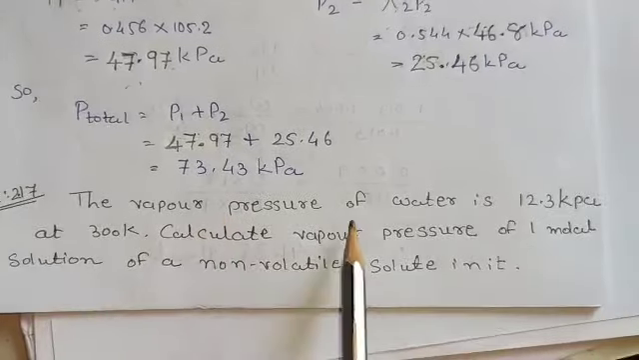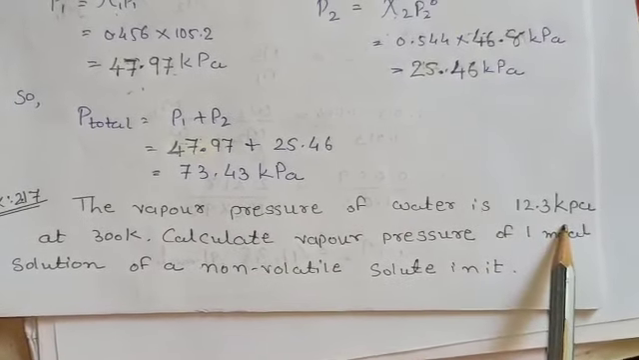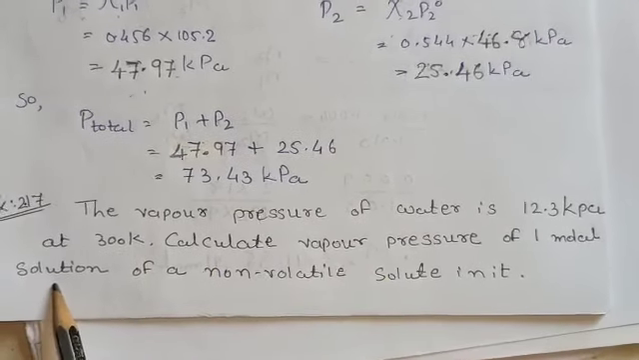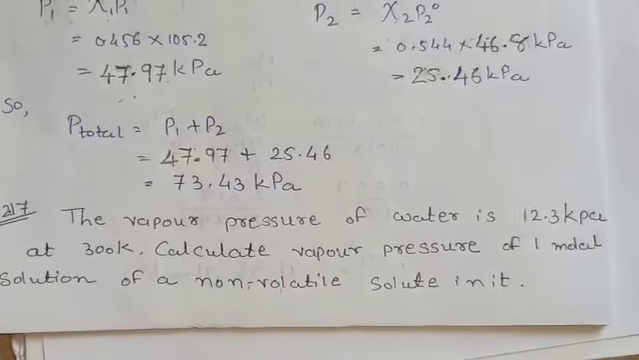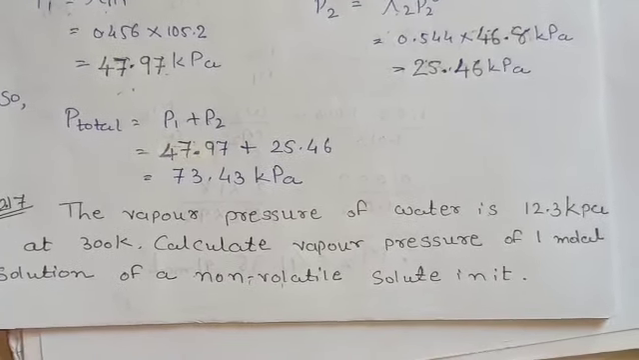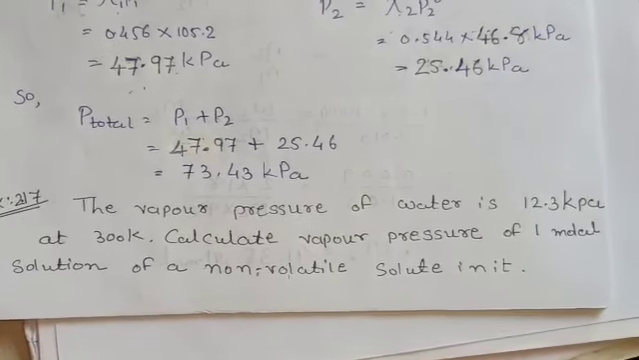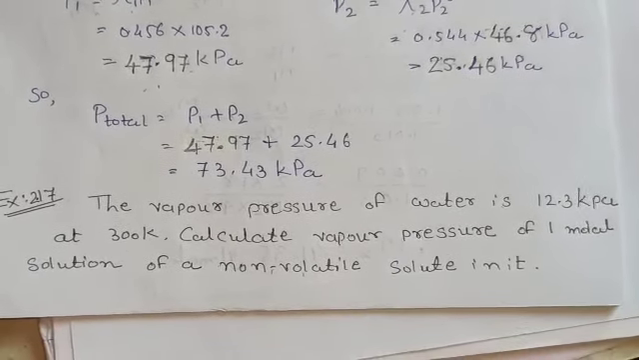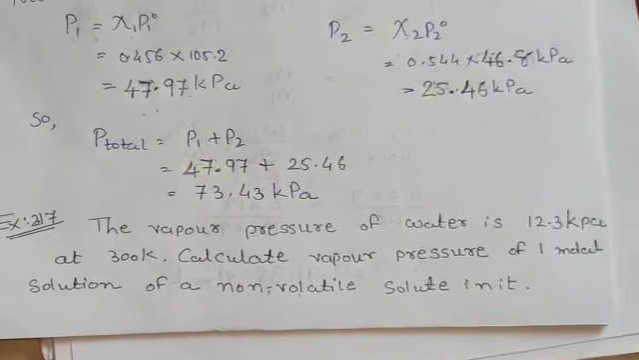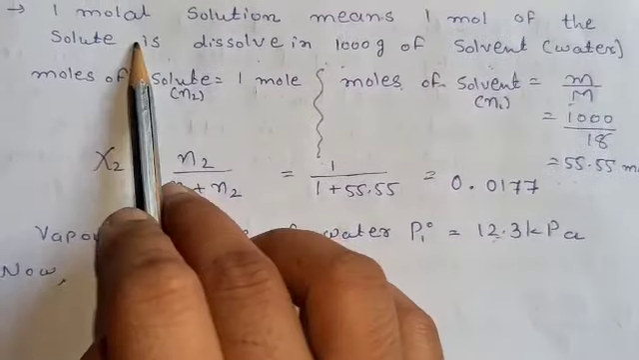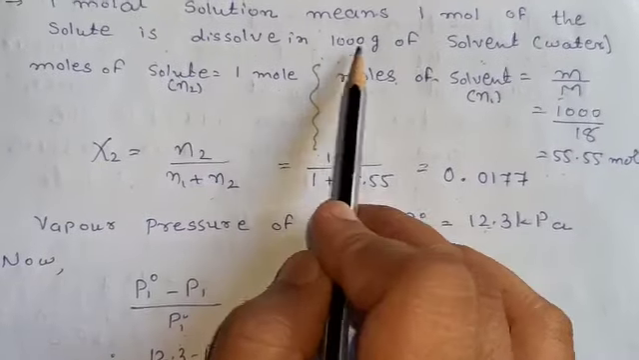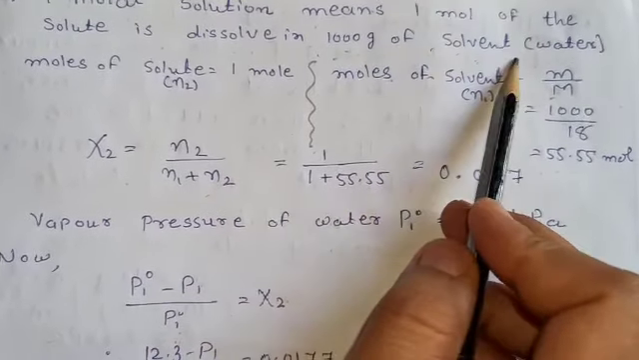2.17. The vapor pressure of water is 12.3 kilopascal at 300 Kelvin. Calculate the vapor pressure of a 1 molar solution of a non-volatile solute in it. Here a 1 molar solution is given and the vapor pressure of water is given, and we have to find out the vapor pressure of the solution. In the question we have a 1 molar solution, meaning 1 mole of solute is dissolved in 1000 gram of solvent, and the solvent is water.